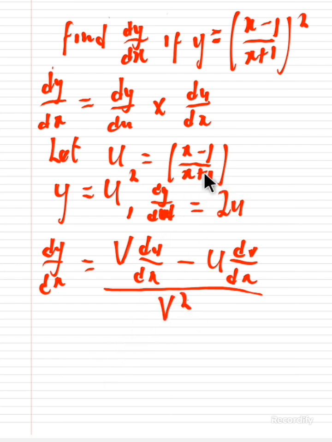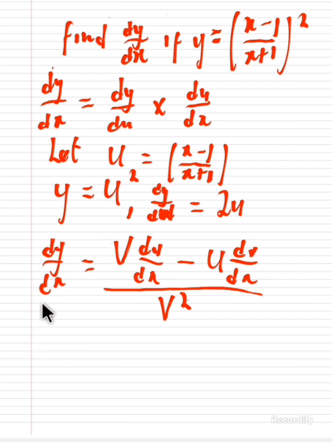Alright, so now I'm going to substitute this upper part of the fraction, which is known as the numerator, that is x minus 1, to be my u, and the denominator, the lower part of the fraction, to be my v, which is x plus 1. So I can find my du/dx, my dv/dx, and I will be able to obtain my v squared.